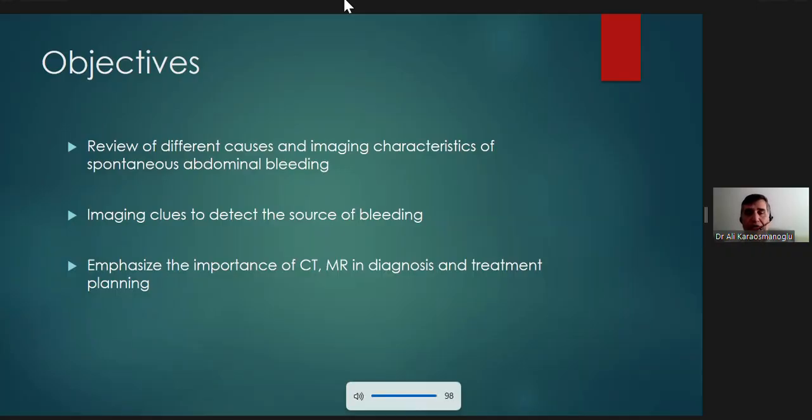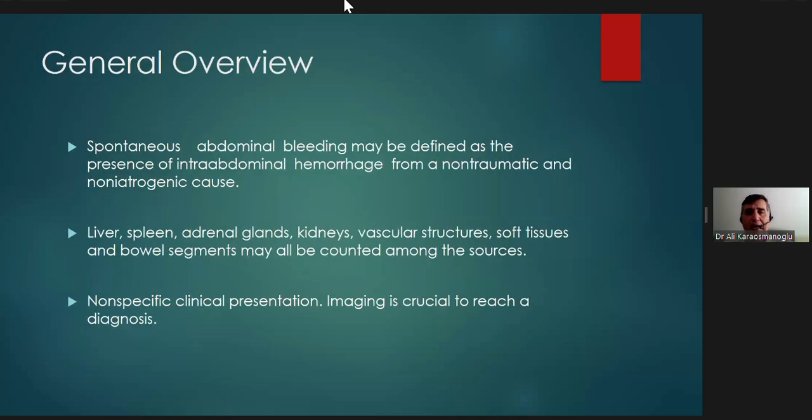So I'm going to also emphasize the importance of CT first, because it's the workhorse imaging modality in the emergency department for these patients. I'm going to also talk about MR in diagnosis and treatment planning of these patients. So, a general overview; as I said, it's not really common.